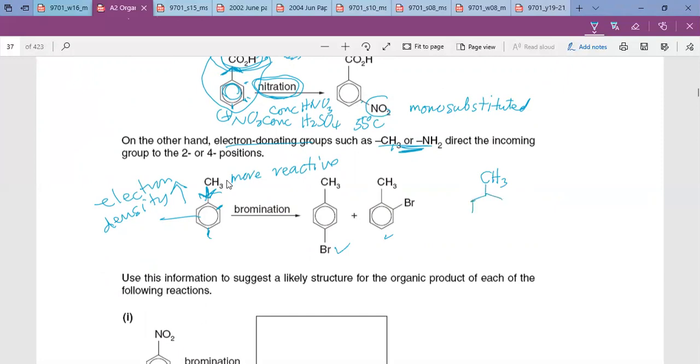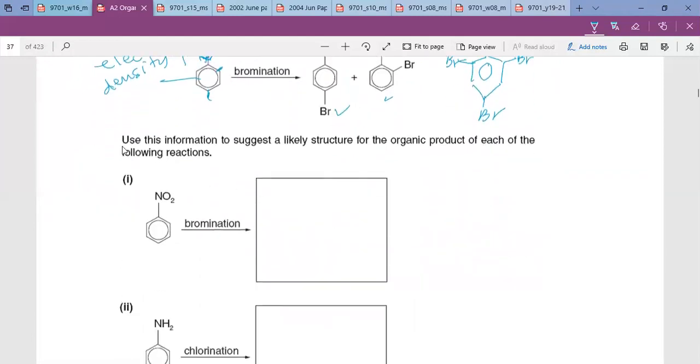di-substituted and tri-substituted. But here they don't confuse you. You can have this one here, which is di-substituted, and also tri-substituted, which means it's the complete one. Here they didn't want to confuse it because this was not in the syllabus. They ask you to use this information to suggest a likely structure for the organic product for each of the following. It's simple, isn't it?